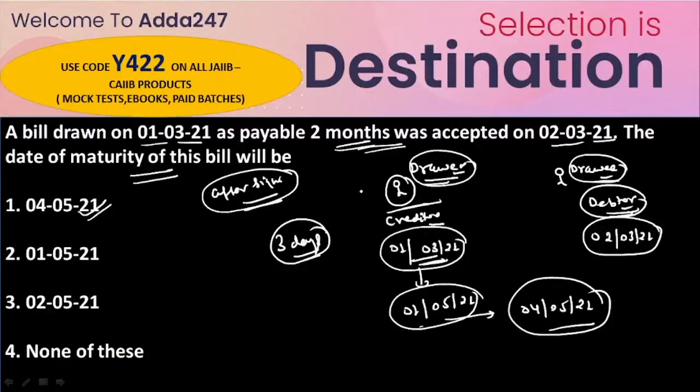So we just have to find out from the given case, like if the bill is drawn on the 1st of March 21, then after 2 months the date would be the 1st of May 21, and then just add the 3 days of grace period, and now the date of maturity would be the 4th of May 21. So the right answer would be the first.